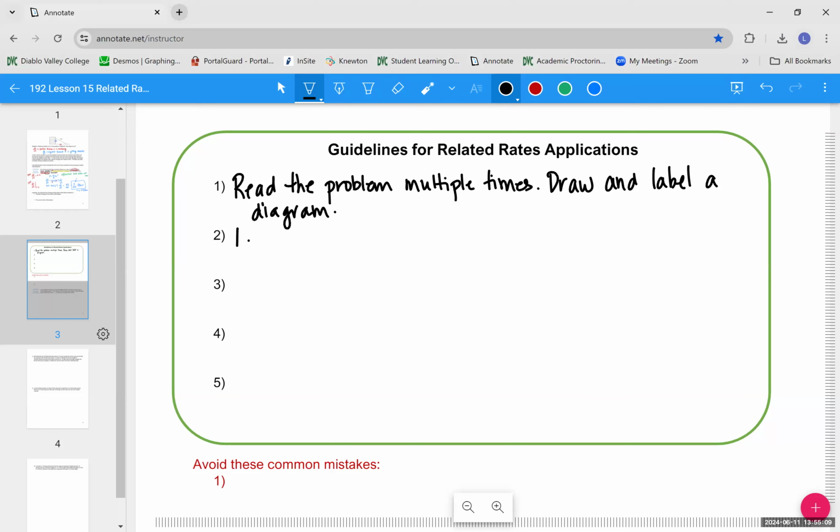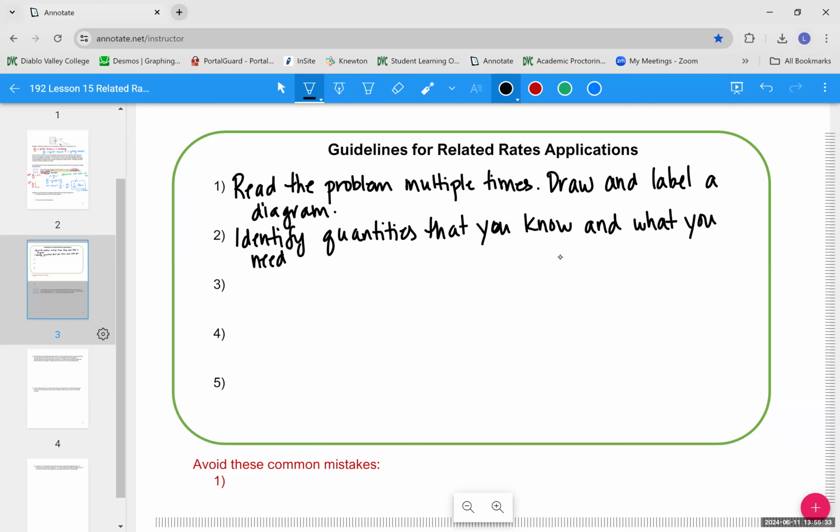So you're going to then identify quantities that you know, and what you need to find. And I would write them down. It makes a difference.